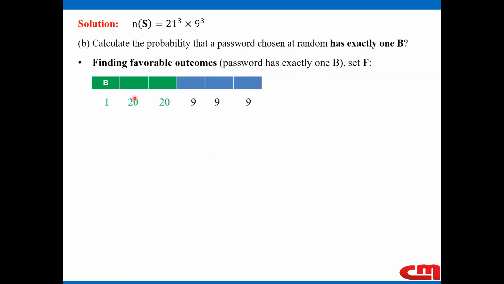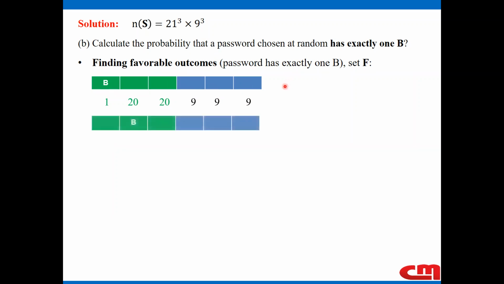So this is the situation. One for the B, we remove it from the letters, then we are left with the 20. This position, any of the 20, and repetitions are allowed. Then again, the last position for the letters, any of the 20. Then the 9, 9, 9 for the digits, right? This is a possible arrangement.